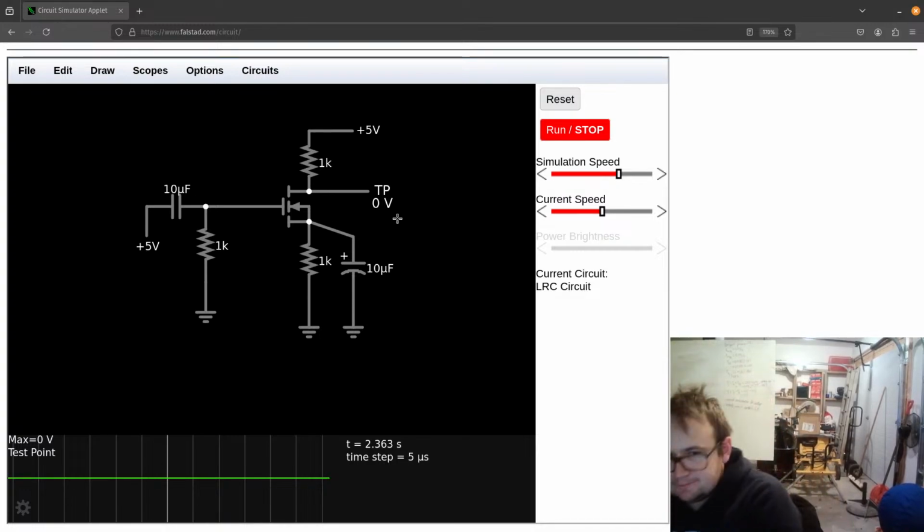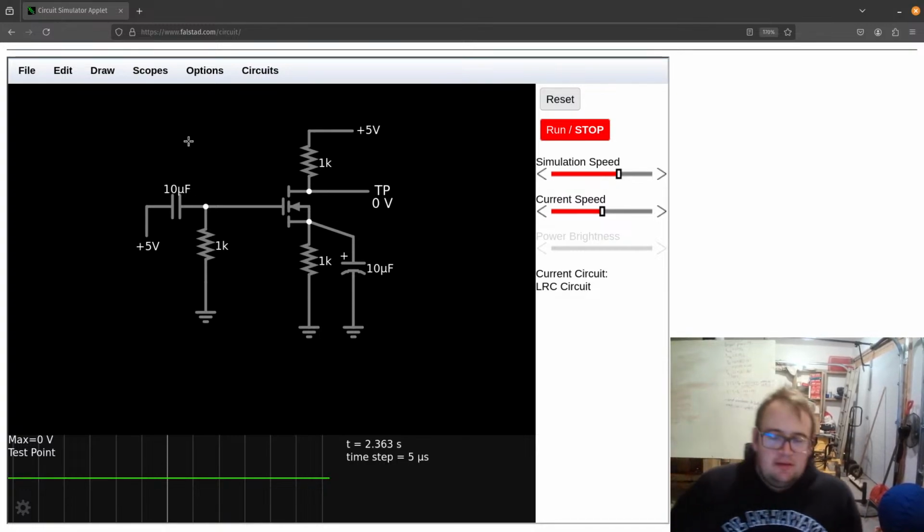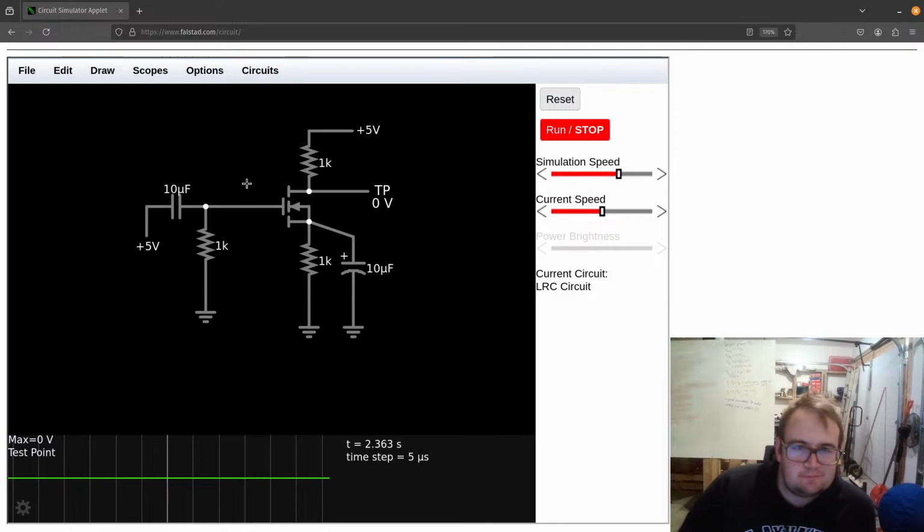So now, common source amplifier and source follower. So I'm guessing this is the common source amplifier. I'm actually not entirely sure. I don't think I've actually made this. Oh.